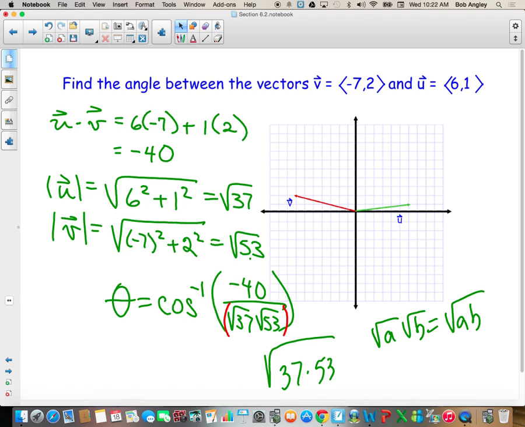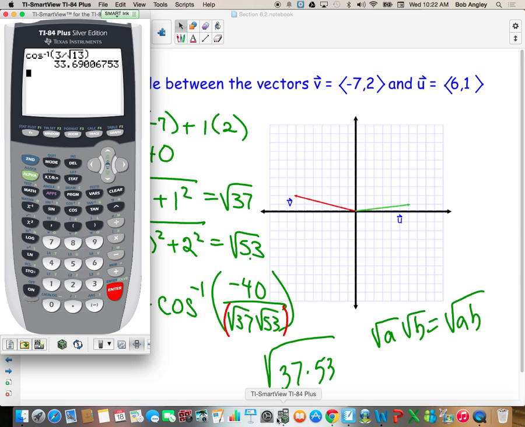All right, now let's calculate the angle. So we want the second cosine. We had negative 40, and then we're going divided by, and we're going second square root, and we need 37 times 53, like that. Right arrow, and then a parenthesis, and it should give us the angle. And so we get there that theta is 154.6 degrees.